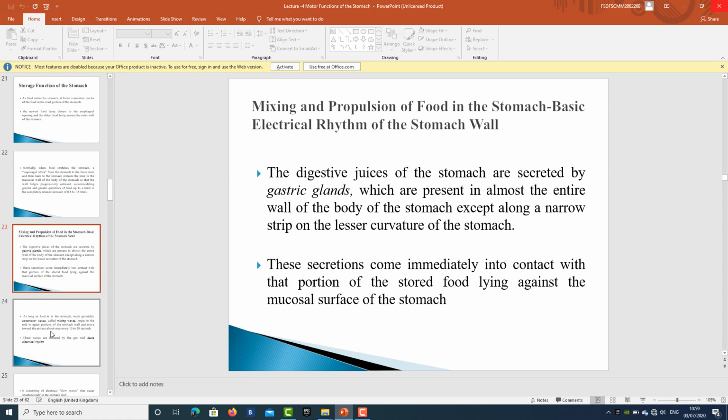Mixing and propulsion of food in the stomach, basic electrical rhythm of the stomach wall. The digestive juices of the stomach are secreted by the gastric glands, which are present in almost the entire wall of the stomach body except along a narrow strip on the lesser curvature. These secretions come immediately into contact with that portion of the stored food which is lying against the mucosal surface of the stomach.